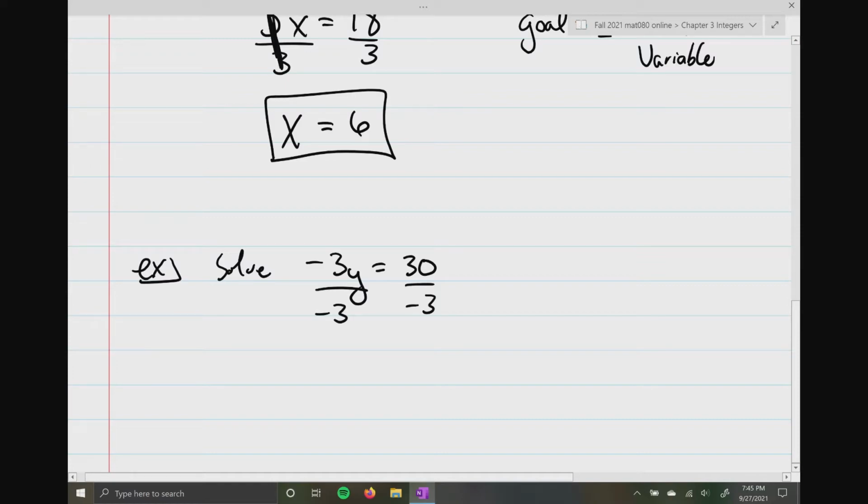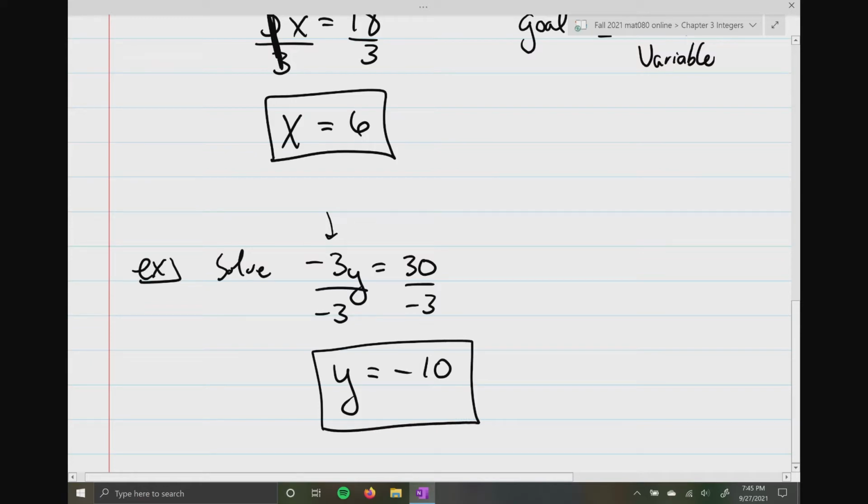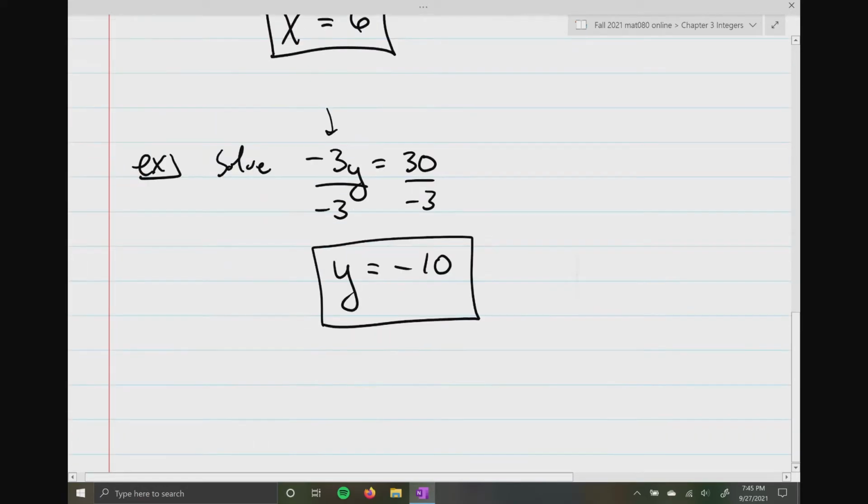Now, if you look on the left-hand side, a negative divided by a negative is a positive. 3 over 3 is 1. So on the left-hand side, I'm left with a y. And on the right-hand side, a positive divided by a negative is going to be negative. And 30 divided by 3 is the hard part. That's going to be 10. Okay? Let's try another one here.